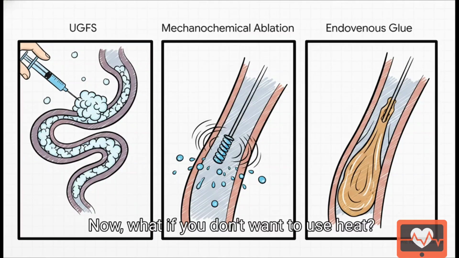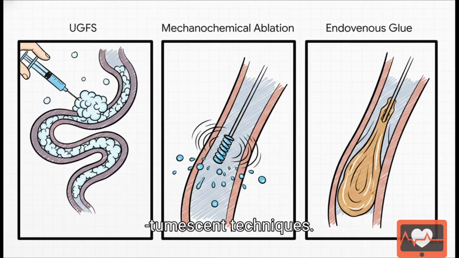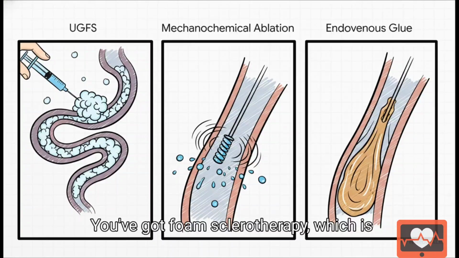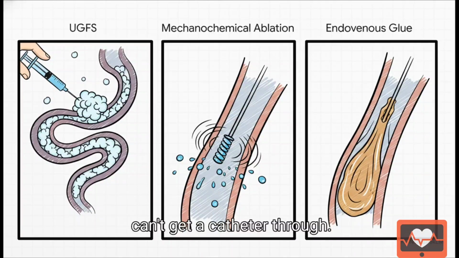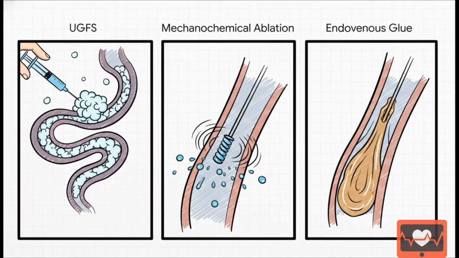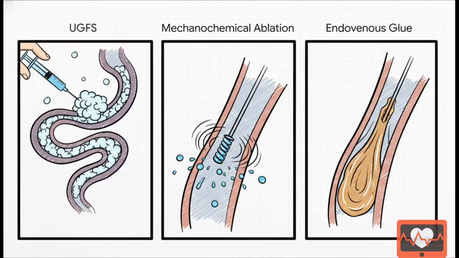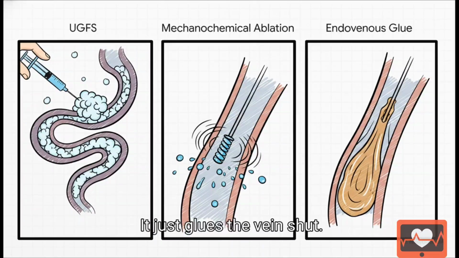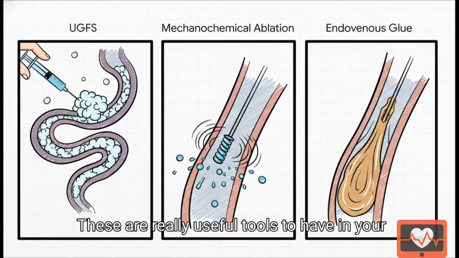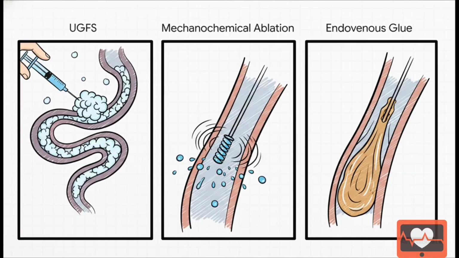Now, what if you don't want to use heat? There are other options, the non-thermal, non-tumescent techniques. You've got foam sclerotherapy, which is perfect for those really twisty veins that you just can't get a catheter through. Then there's mechanochemical ablation, or MOCA, which uses a little spinning wire to rough up the vein wall while squirting in a sclerosant. And then there's endovenous glue, which is exactly what it sounds like. It just glues the vein shut. These are really useful tools to have in your back pocket, especially for patients who are terrified of needles.